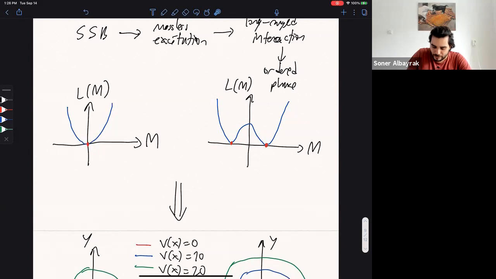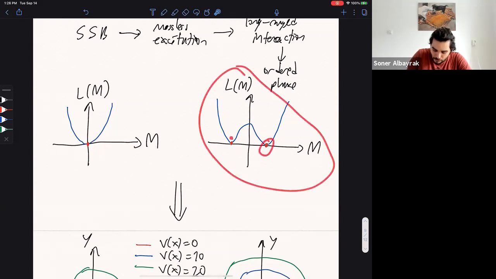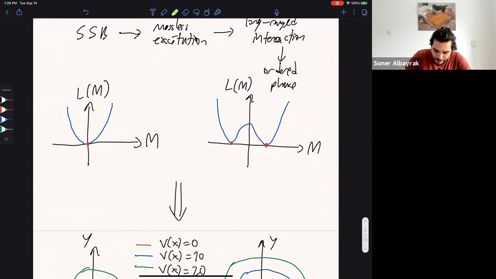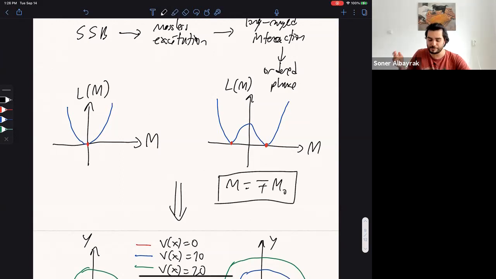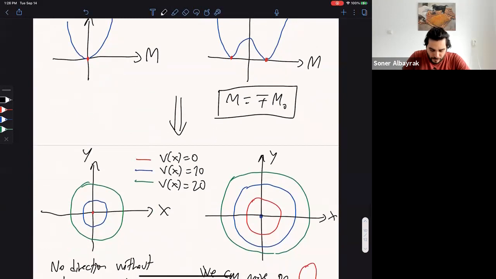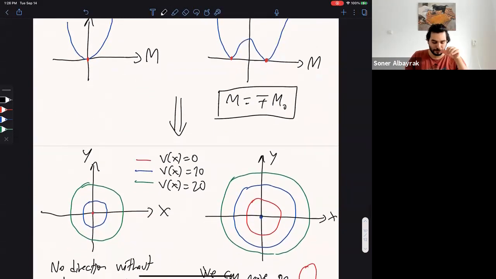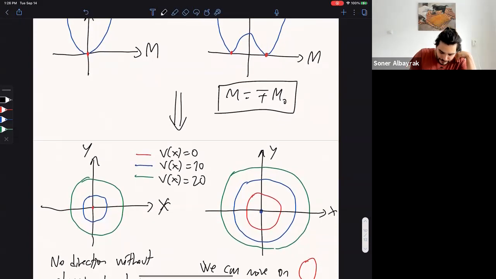So there is no order. In this case, the minima is here or here. So there is order. M is either plus or minus some value, m naught. Okay, so all the spins are ordered. Now, try to view this as a contour plot, right? Maybe I should write this as m in x direction, m in y direction. Okay, good.